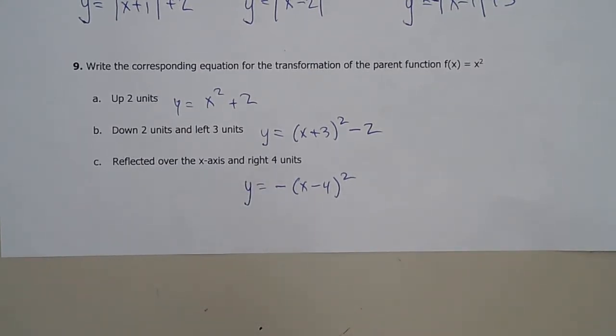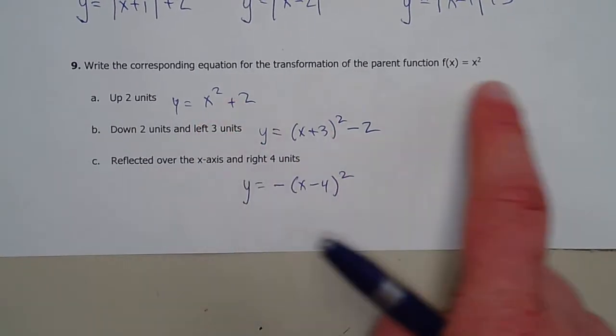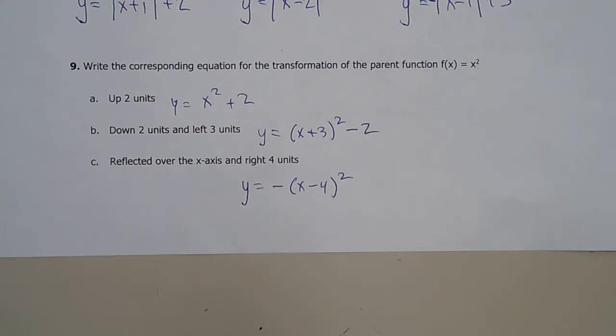All of these can be graphed and checked. If you graph this, visually look at it and say, hey, is it the same as x squared, but it's just shifted up 2? Either it is or it isn't. You can tell by looking at the graph of the equation.